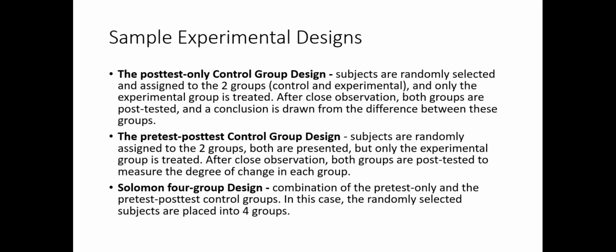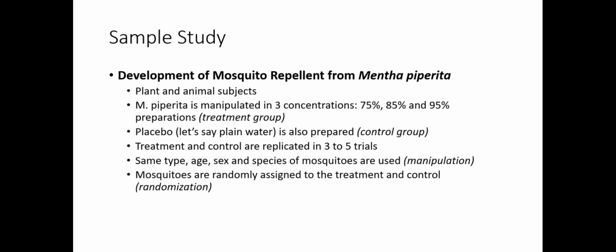So after close observation, both groups are post-tested to measure the degree of change in every group. So as you can see, there is a pretest and a post-test in this one. Now the Solomon 4 group design, it's a combination of pretest only and the pretest post-test control groups. In this case, the randomly selected subjects are placed into 4 groups.